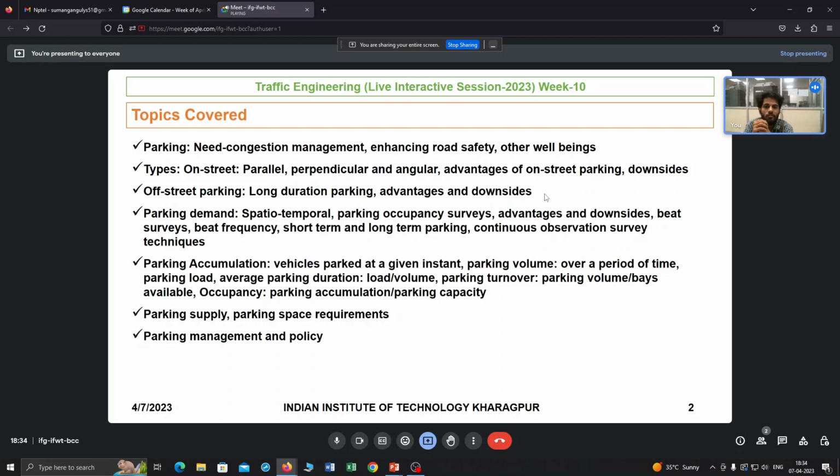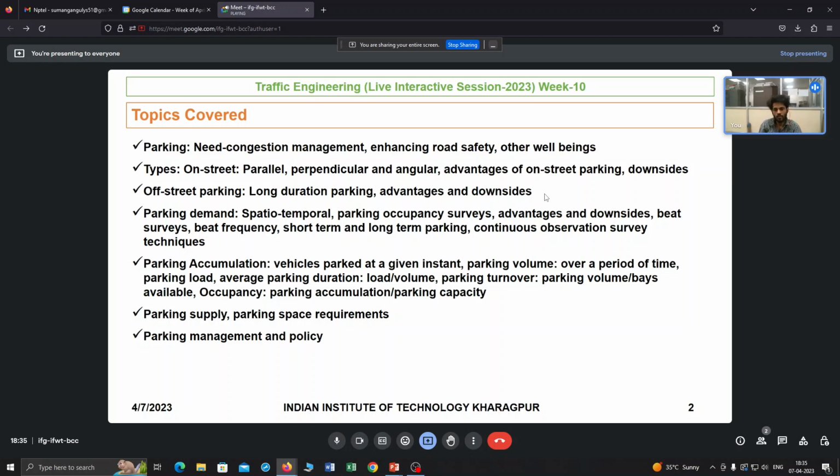But still, the problem here is we exactly don't know the time periods. Maybe we are doing it for a shorter interval, but still we will have some error, right? A more robust and more accurate method is to continuously observe the vehicles by installing a video camera and see when a vehicle arrives and when that vehicle leaves, by capturing the number plate of that particular vehicle, which is called the continuous observation survey technique. So now we can do accurate measurement, even for short term parking and obviously for long term parking as well.